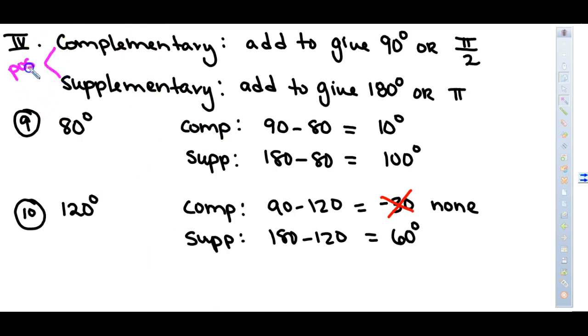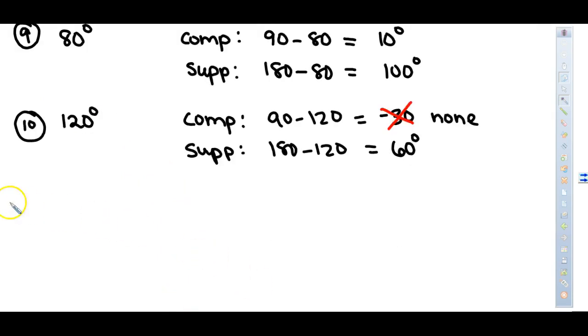Must be positive. All right, let's see what that looks like with radians. Let's say that I want you to find the complement and supplement of pi over 5.